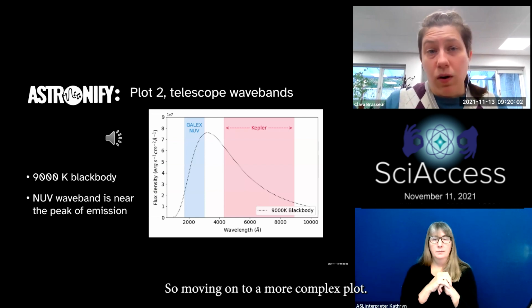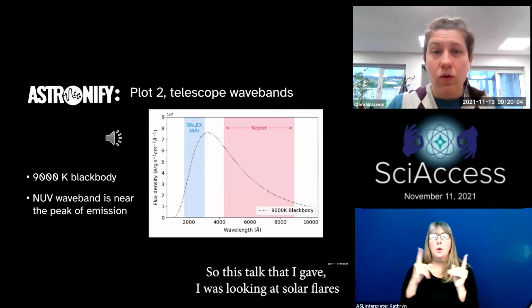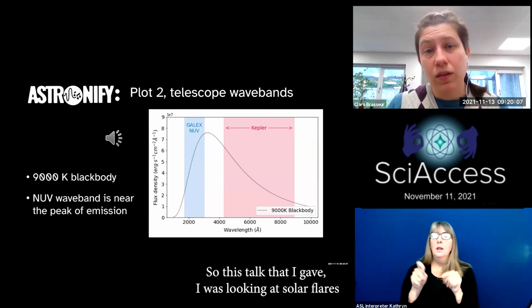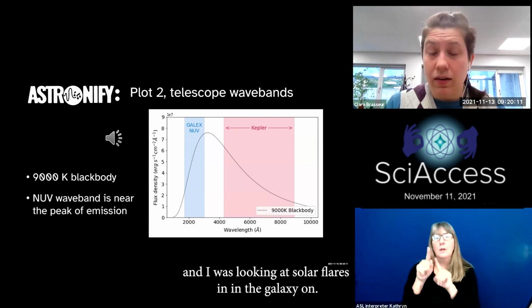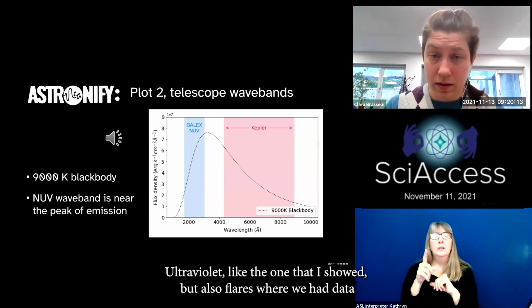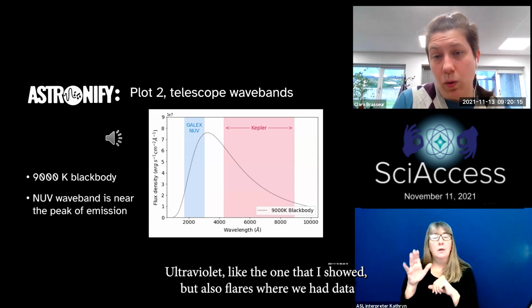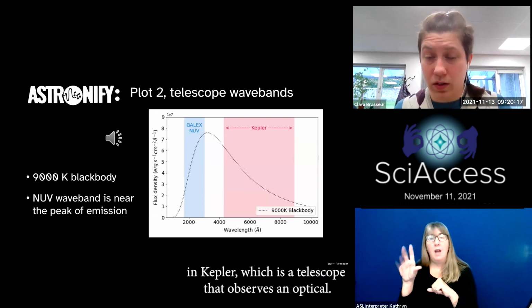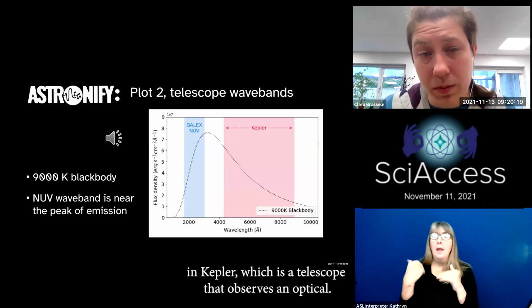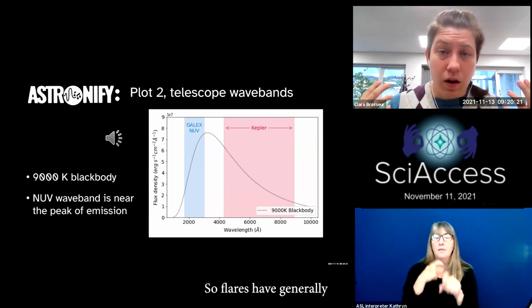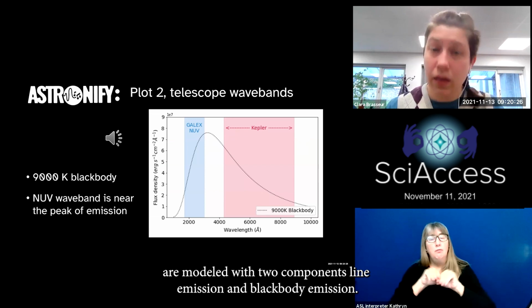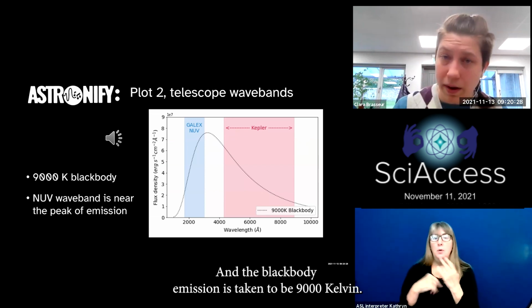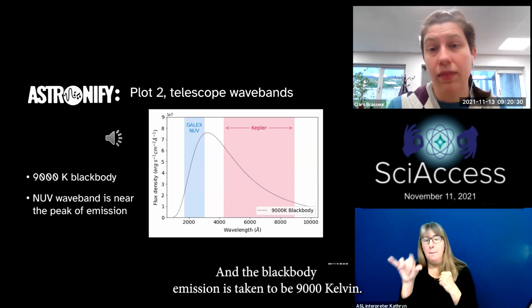So moving on to a more complex plot. In this talk that I gave, I was looking at stellar flares in the GALEX near ultraviolet, like the one that I showed, but also flares where we had data in Kepler, which is a telescope that observes in optical. Flares are generally modeled with two components, line emission and black body emission. And the black body emission is taken to be 9,000 Kelvin.